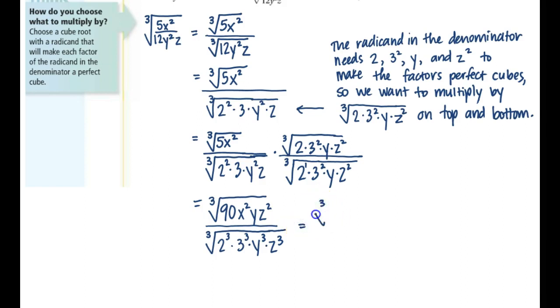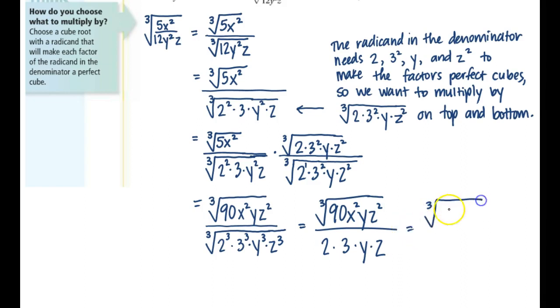So the top is going to stay the same for the moment. 90 x to the second, y, z to the second. And then the bottom is just going to become 2 times 3 times y times z. Because we're all perfect cubes, so when we take the cube root of something that's a perfect cube, we just get the bases. So now we're just going to simplify a little bit further. The top still stays the same because there are no perfect cube factors of the expression under the radical. And the bottom is just going to become 6yz. So that is the simplified form of the original expression, and that means the correct answer was option A.